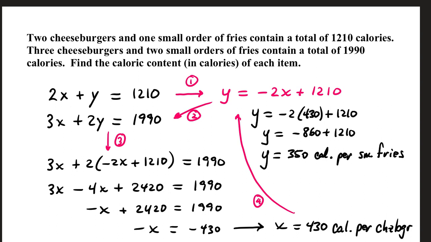In our first sentence, we are told that two cheeseburgers and a small order of fries has 1,210 calories. And then we're told three cheeseburgers and two small orders of fries have 1,990 calories. That gives us a system of equations with two variables, one for cheeseburgers, one for a small order of fries. When you look at this system, this letter Y is probably the easiest one to isolate.